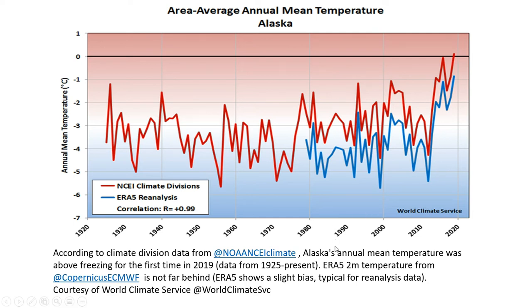So ERA5, 2-meter temperature from Copernicus ECMWF. 2-meter temperature means recording the air temperature at 2 meters above the ground. That's what that means. Now, the ERA5 shows a slight bias typical for reanalysis data. And this is courtesy of World Climate Service, and that's the Twitter handle. But this average temperature, not just a one-off or a bounce up or a couple of days. Taking into account the entire year, average temperature above freezing. That's a big holy shit.